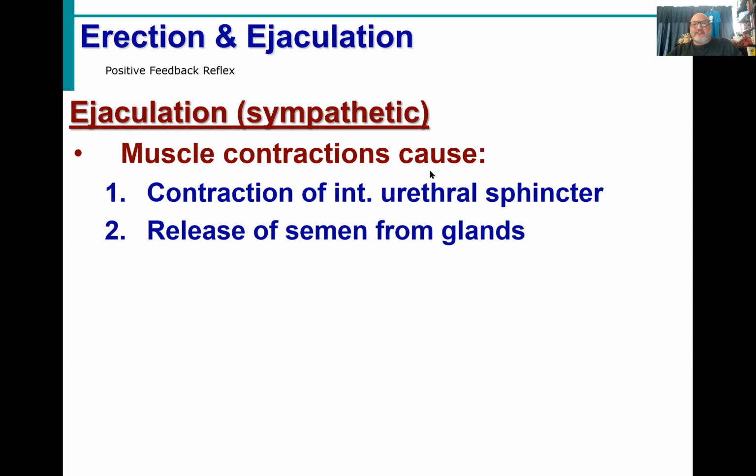So muscle contractions occur. First, the contraction of the internal urethral sphincter. Why would we want to contract the internal urethral sphincter upon orgasm, upon ejaculation? Okay, some of it could be higher pressure. Certainly, we don't want urine to be released. That is definitely one of them. And in fact, it is impossible to urinate and ejaculate at the same time. But there's another reason why we want to close that as well.